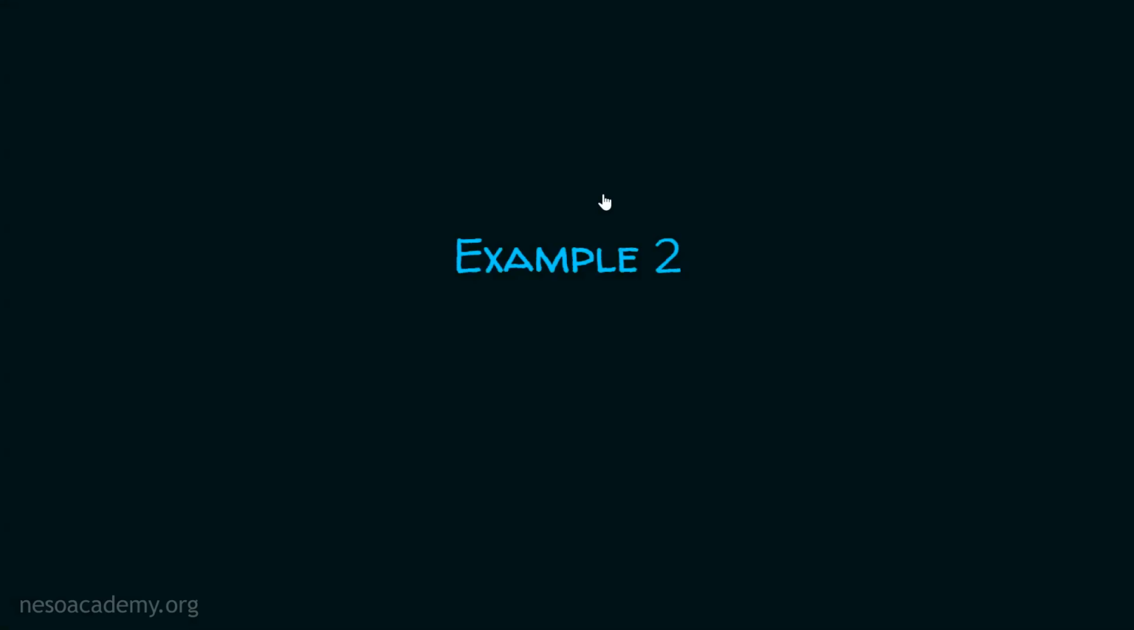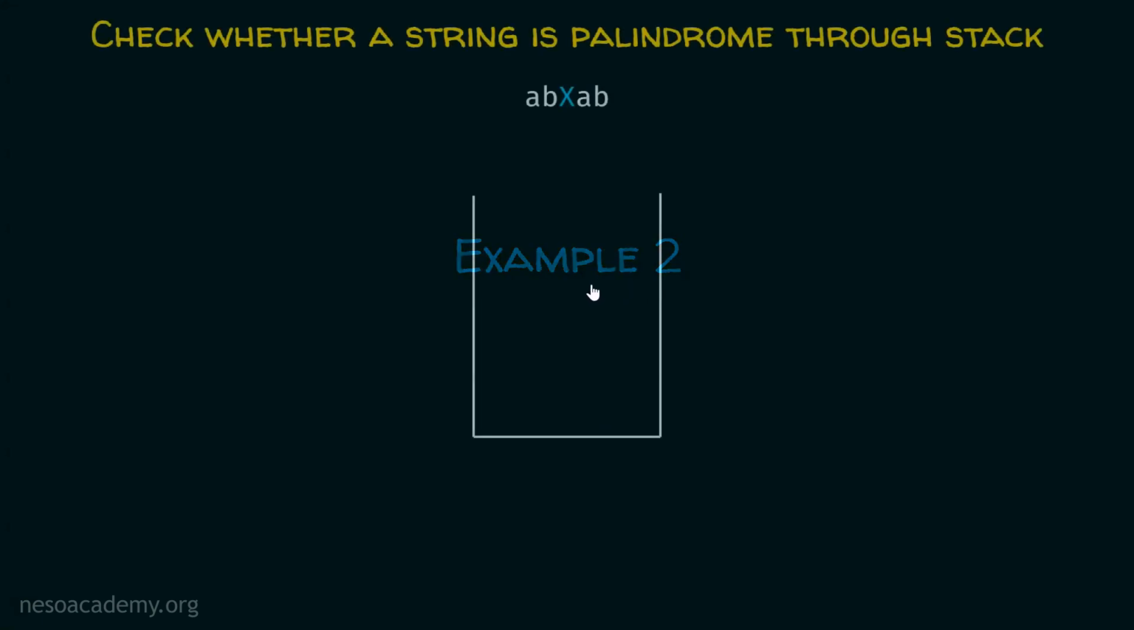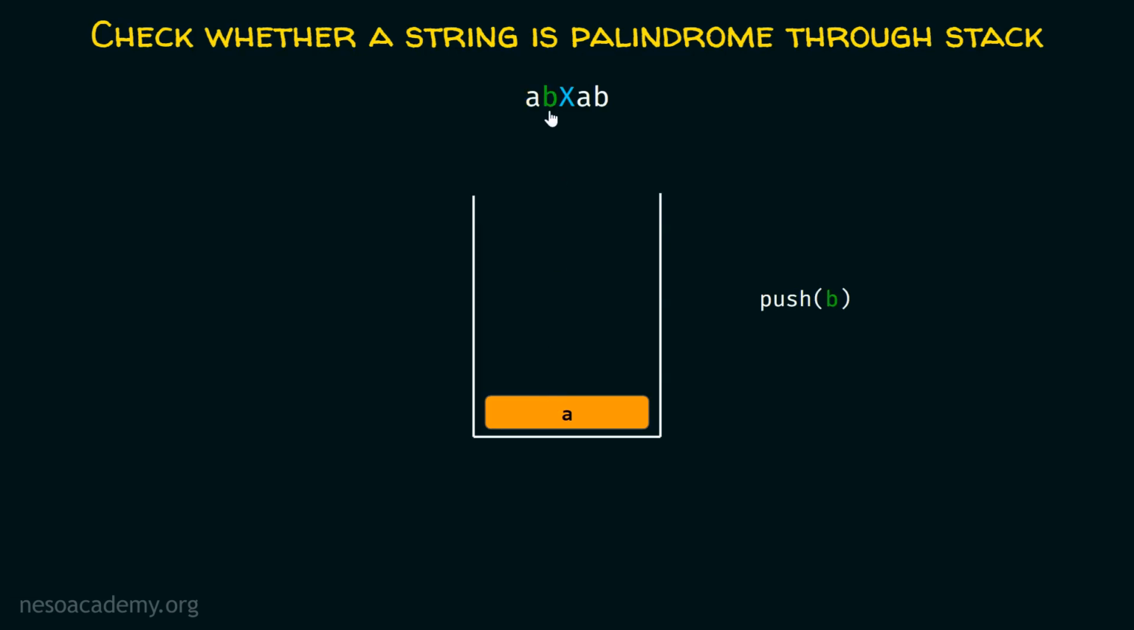Now, let's see one more example. Let's say we have the string ABXAB. Okay. Let's read the characters one by one. First, we will read this character and we'll push this onto the stack. Then we will read this character and push this onto the stack. Simple. After this, we have reached the middle of the string. So we'll simply skip this character. And now we will read this character.